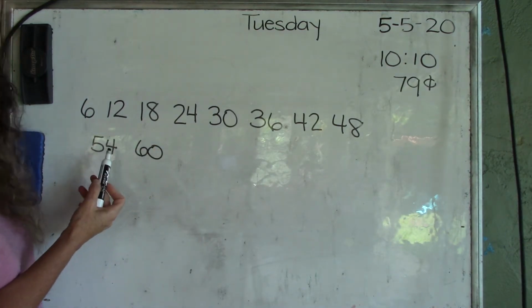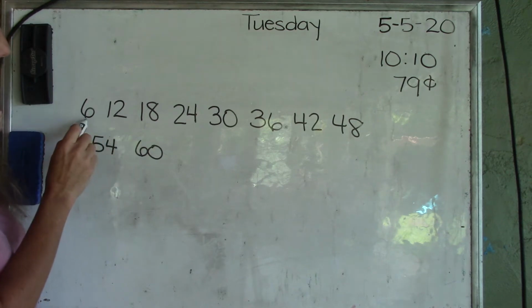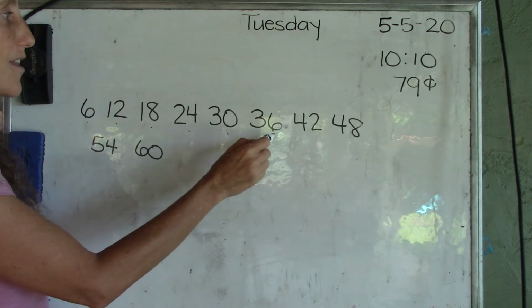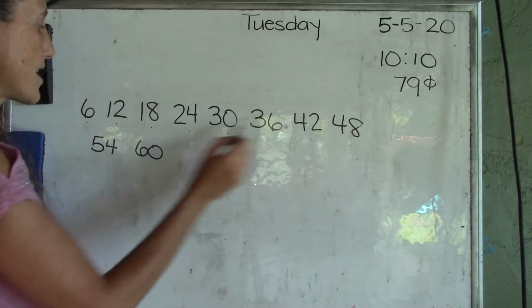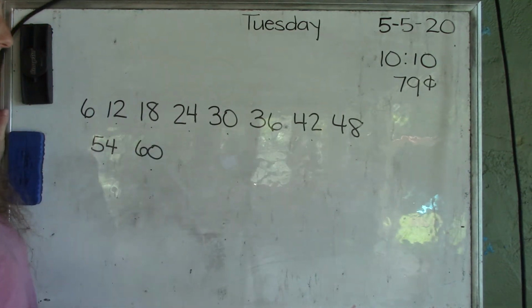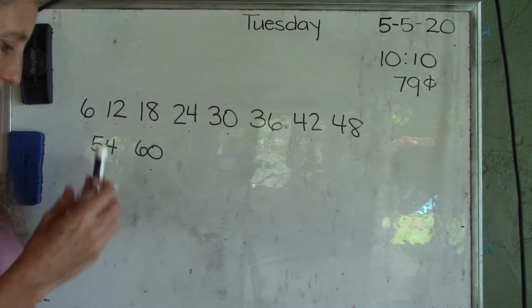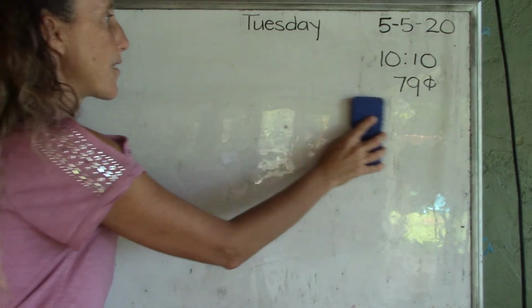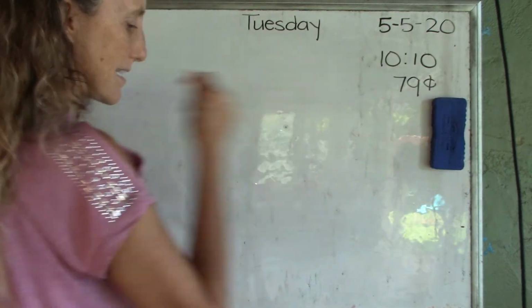So let's count by sixes again. Are you ready? Here we go. 6, 12, 18, 24, 30, 36, 42, 48, 54, 60. Those are our sixes that the second and third graders are working on for their multiplication by sixes.